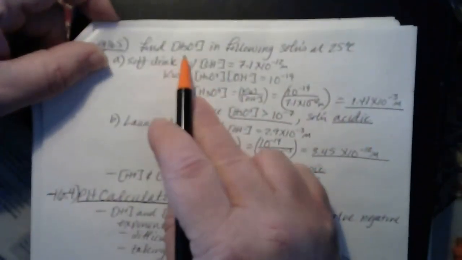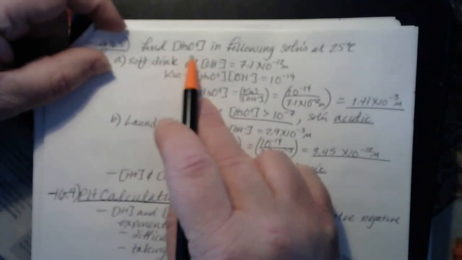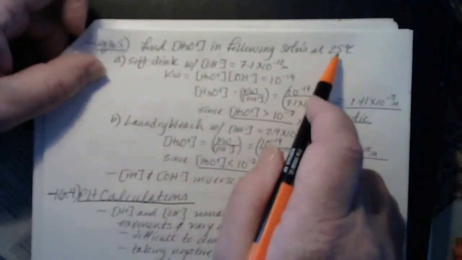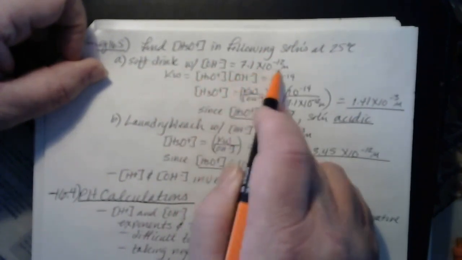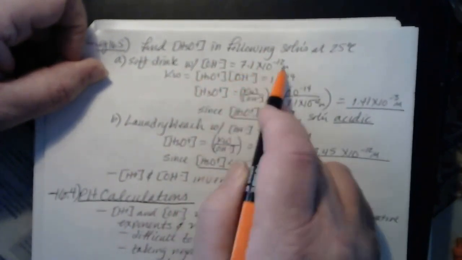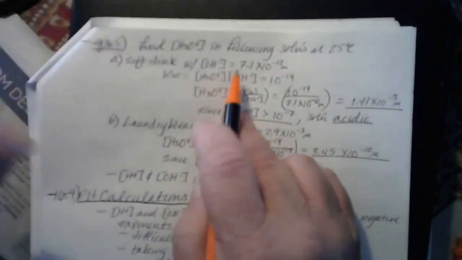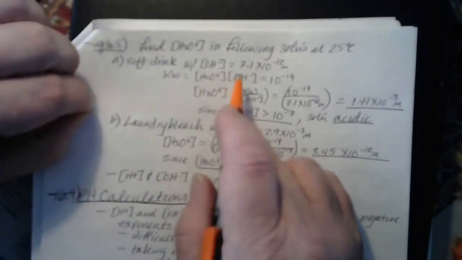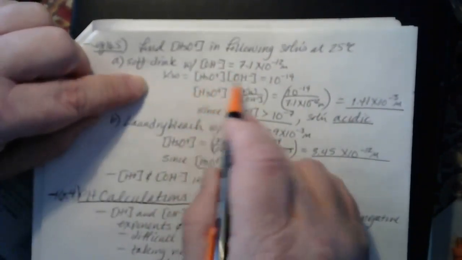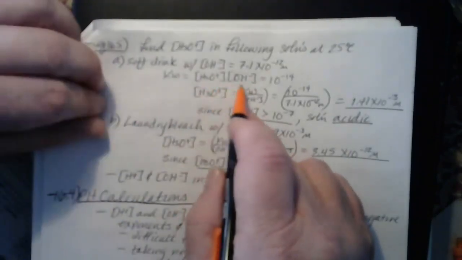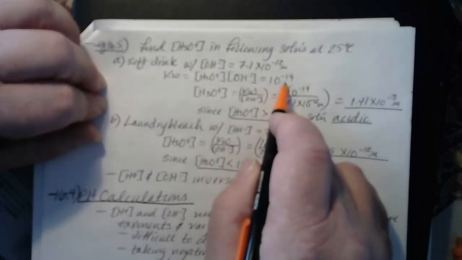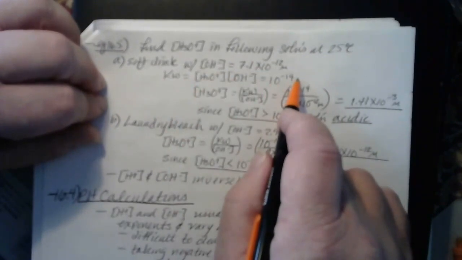Okay, so a practical example here might be finding the H3O plus concentration in some solution, like a soft drink, that has an OH minus concentration of 7.1 times 10 to the minus 12. Now, I showed you on the previous page that H3O plus times OH minus always multiplies out to 10 to the minus 14. And we know that that's always true of any aqueous solution.